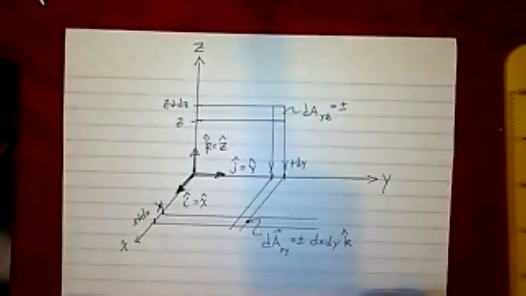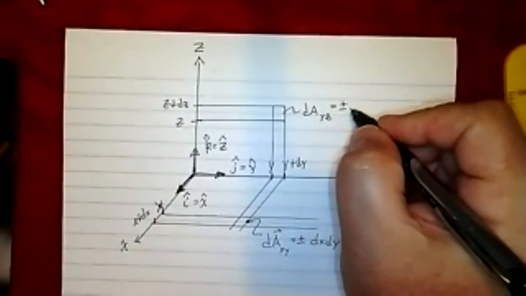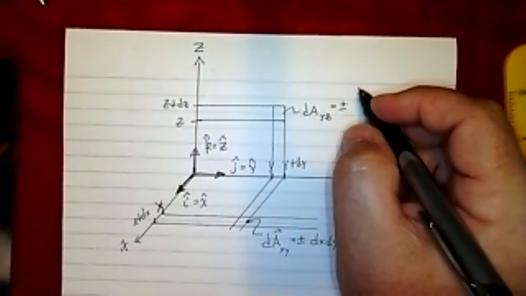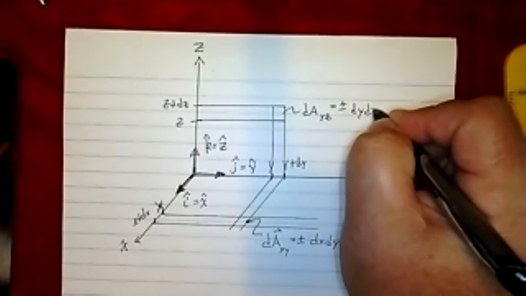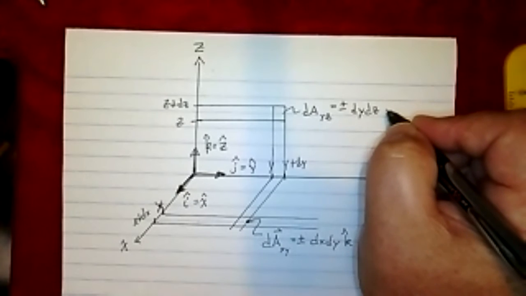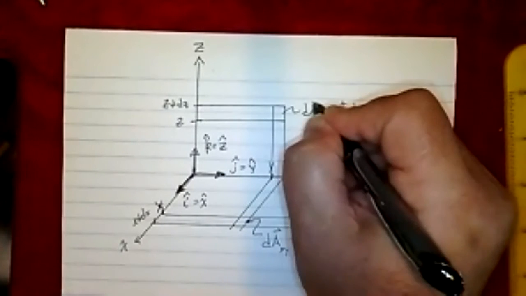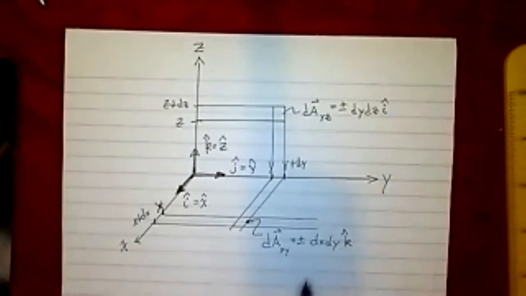So that's in the yz plane, which means perpendicular to it is pointing in or out. So that's the x hat or the i hat direction. So this one's going to be dy dz, and it will be in the x hat direction or i hat direction. So I'll put the vector symbol on it, and I'll say this is in the i hat direction. Again, the plus or minus dictates whether it comes out or goes in.